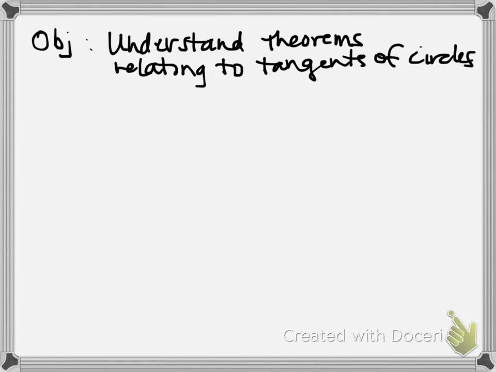So this comes out of lesson 9-2. So remember, it's always a good idea to read your book to understand that. So we've got, let's see, 2 theorems, a corollary, and then a bunch of vocab that goes along with tangents.